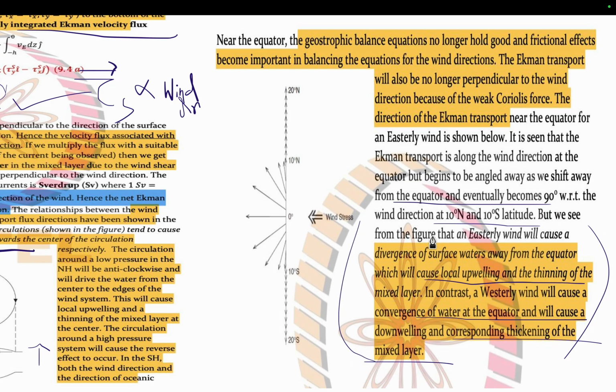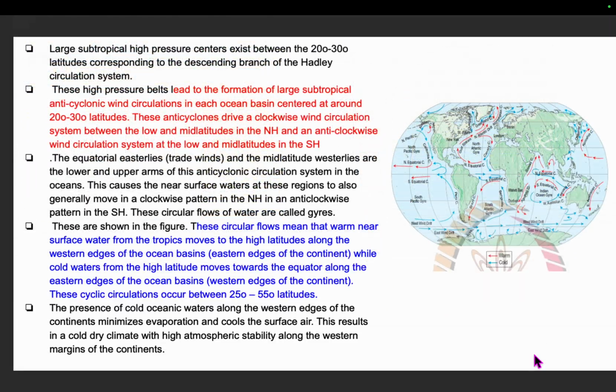So the key points in this figure: the easterly wind causes the divergence of surface water away from the equator, which causes the local upwelling and the thinning of mixed layer. In contrast, westerly wind causes convergence of water at the equator and causes the downwelling and the corresponding thickening of mixed layer.